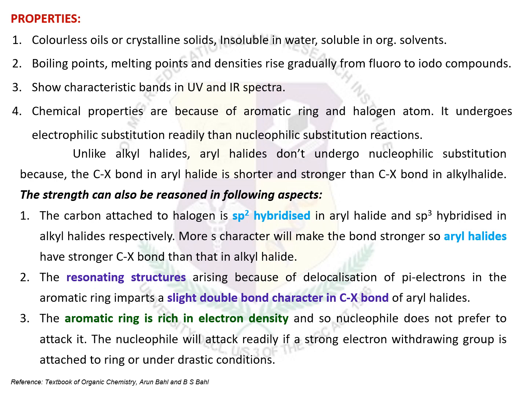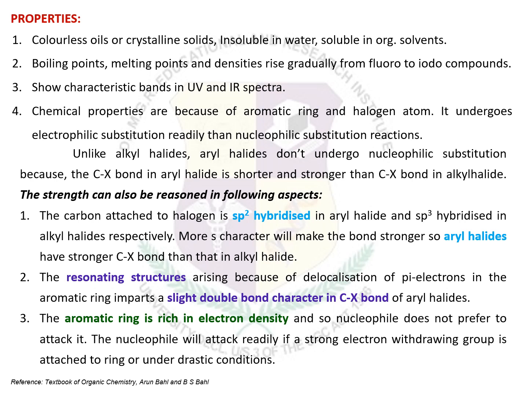The chemical properties of aryl halides are because of the presence of the aromatic ring and the halogen atom. They undergo electrophilic substitution more readily than the nucleophilic substitution reactions which occur mostly in alkyl halides. The difference is because of the alkyl and aryl group, which attributes to the difference in electrophilic and nucleophilic substitution reactions.